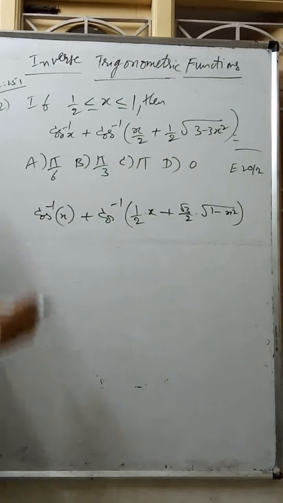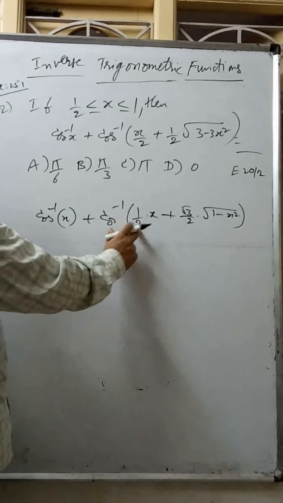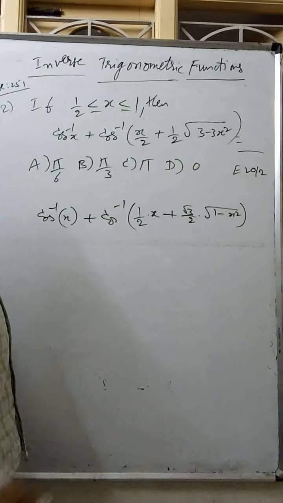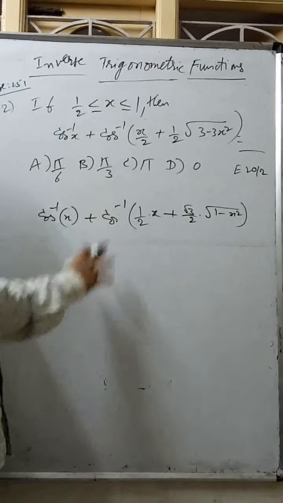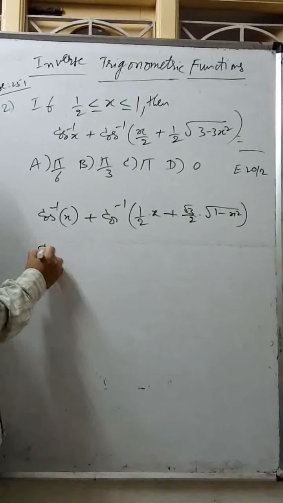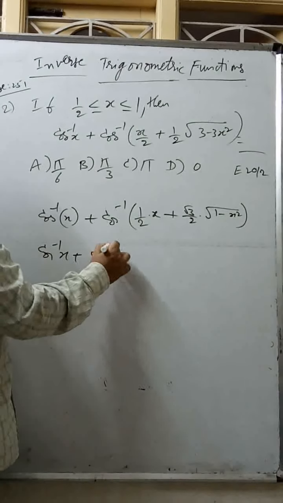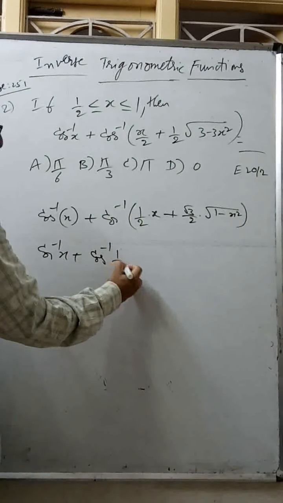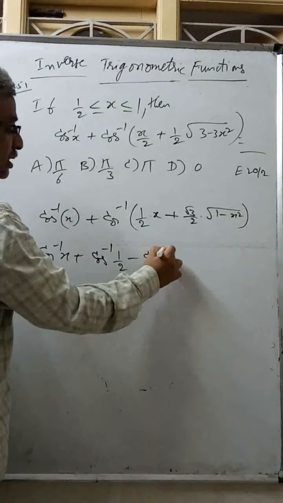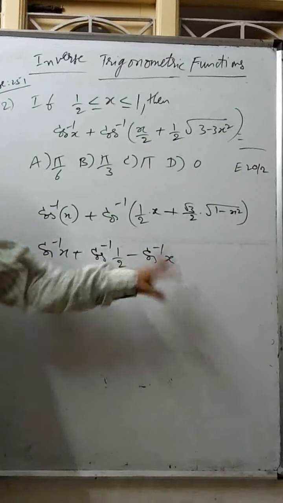What I want to say is, this is cos 60, cos 30, this is sin 60. So this is cos A cos B plus sin A sin B. So the cos of A minus B formula. So it becomes cos inverse x plus cos inverse x minus cos inverse y, meaning cos inverse half minus cos inverse x. So cos inverse half minus cos inverse x.